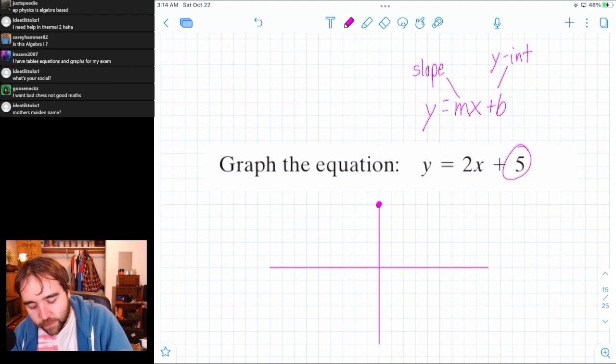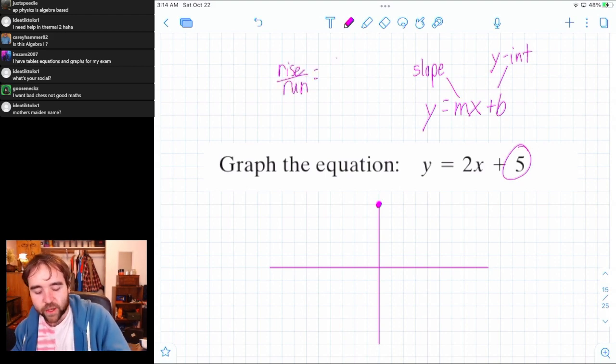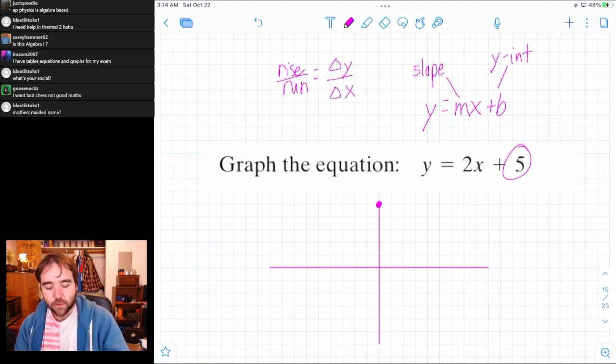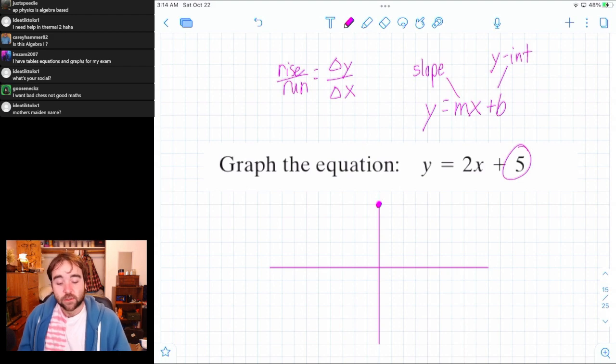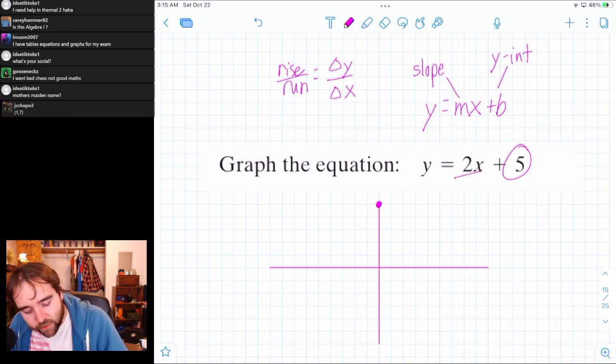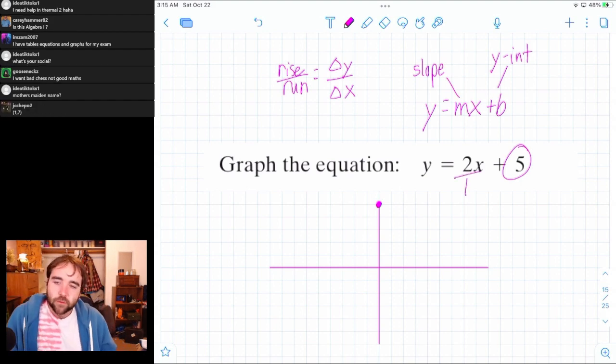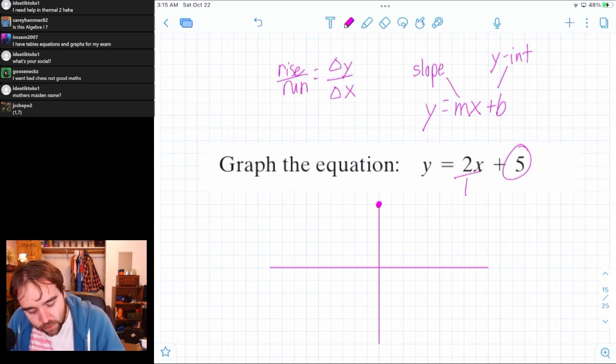We think about the slope as the rise over run is the quick way to say it. But really it's how much the y changes whenever the x changes. So here it's not like a fraction, but we can make it a fraction, right? Because any number is always just over 1. So this slope is 2 over 1, which means the rise is 2.